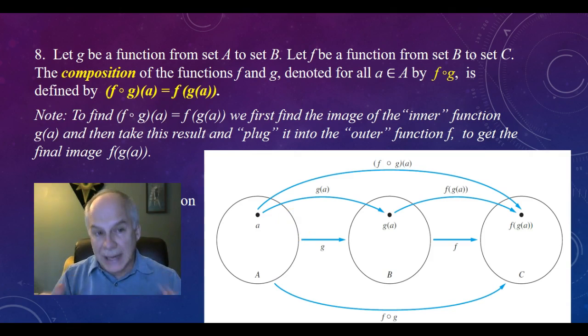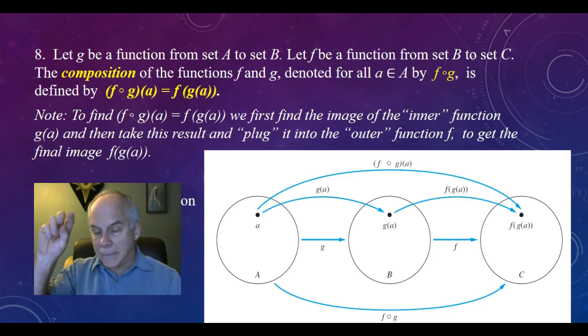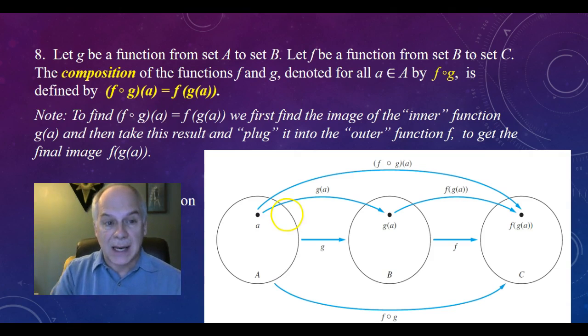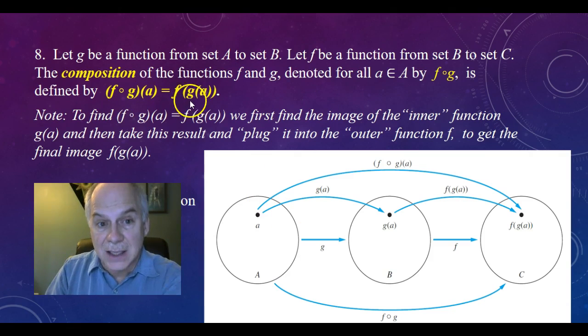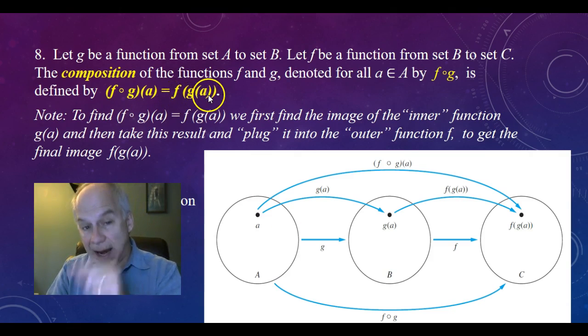Okay, now item number 8. Let g be a function from set A to set B. Let f be a function from set B to set C. The composition of the functions f and g, denoted for all a, an element of A, by f and then a little circle g. So f composite g, but it looks like a little circle. You could call it the fog notation, f-o-g, but it's really a tiny little circle. It's not the letter o. It is defined by f composite g of a is f of g of a.